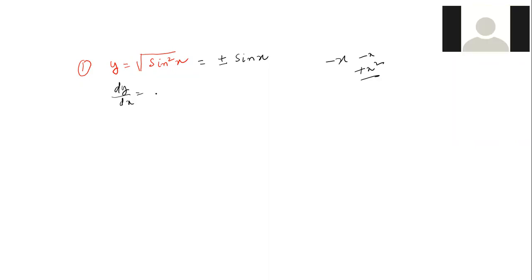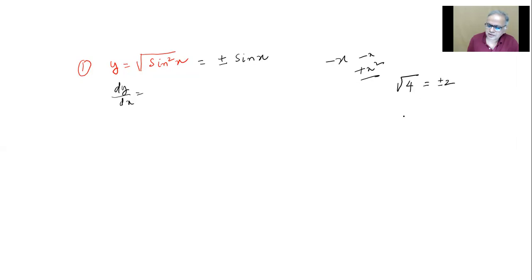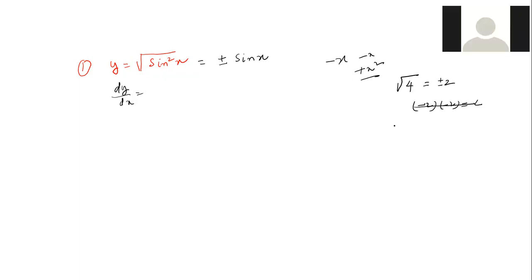So dy by dx equals? Don't take this negative part, sir. Oh, I did not follow. Why? Root 4 equals plus or minus 3 if I write. You mean to say that's wrong? Yes, sir. Why? Minus 2 into minus 2 will be 4. True for constants. No, sir, but for variables, we will not take it, sir.